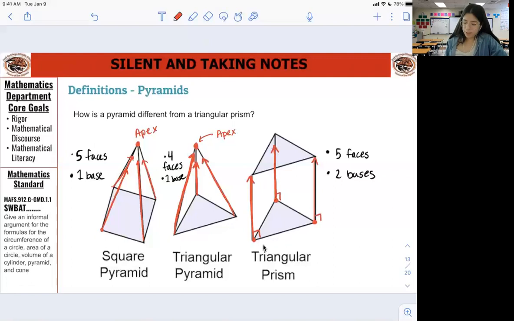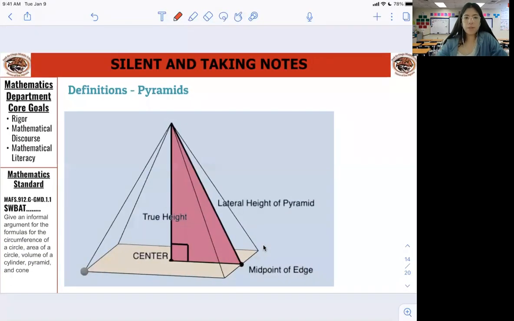Okay, I want to get moving because I want to get to the good stuff. All right, this is just another picture. You don't need to copy it, but it's helpful so that we can see what's actually going on inside of a pyramid. So if I ask you what is the height of the pyramid, we always measure the height from the apex to the center of the base, because that's what's going to give us a 90-degree angle.